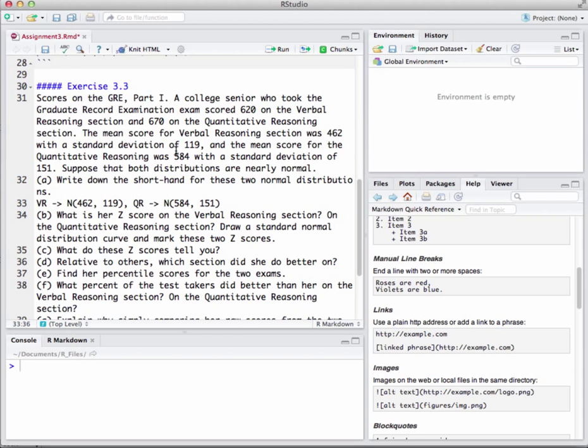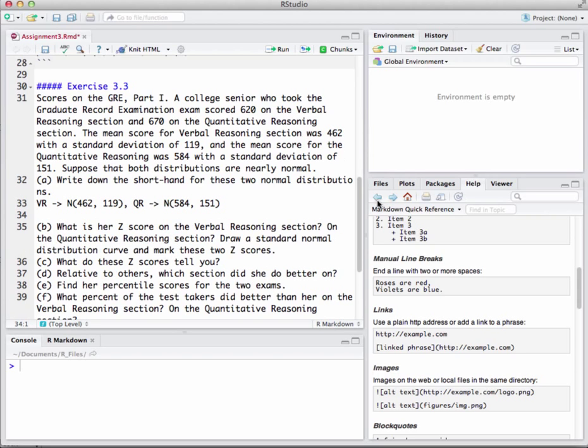Okay, so if you go back to our intrepid student here, just looking at the raw scores, you might be unwittingly duped into thinking that she did better on her verbal reasoning than on her quantitative reasoning. She got a 620 on verbal reasoning and a 670 on quantitative reasoning. So let's go take a look and find out if that's true or not, all right?